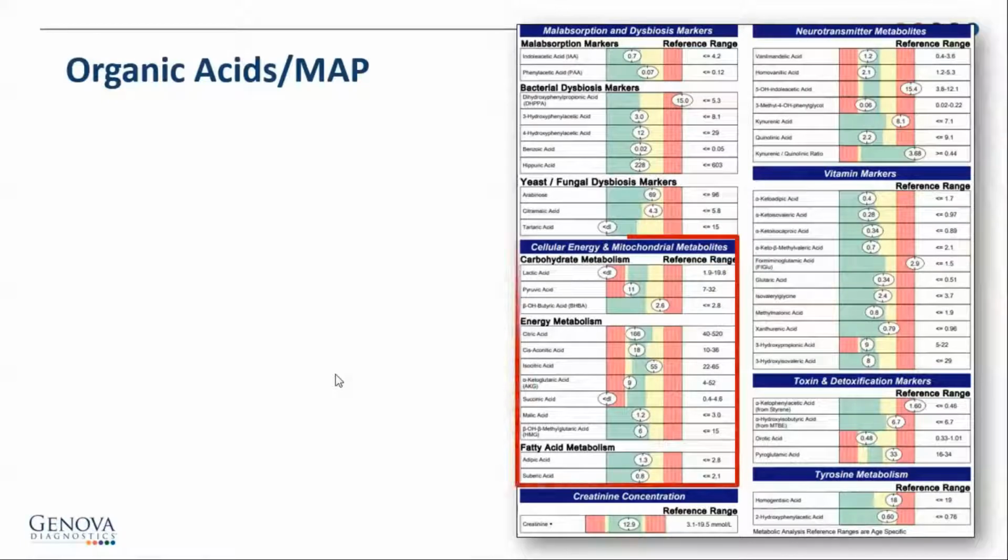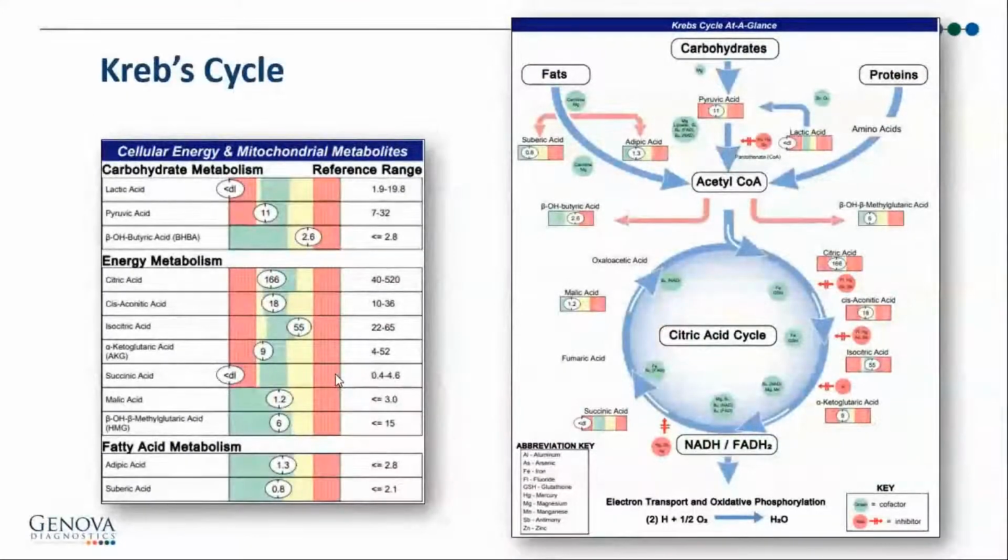So that takes us to the cellular energy and mitochondrial metabolites, or the Krebs cycle. I just wanted to spend a little time on this because I think it's really important to get a feel. You have carbohydrate metabolism, you have energy metabolism, you have fatty acid metabolism. But really, when we look at this Krebs cycle, what we've done here is we've taken these organic acids that are part of that cycle, and we've overlapped them on a pathway chart. And the idea, as we've seen already, is to find imbalances. Where we see imbalance of the organic acids, we think about what are the nutrient cofactors that support that.